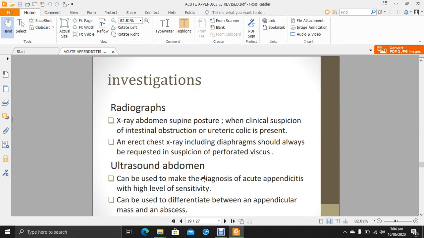A radiograph, X-ray abdomen supine posture, when clinically suspicious of intestinal obstruction or ureteric colic due to pain, and erect X-ray abdomen in erect posture to see gas under the dome of the diaphragm for a perforated viscus.